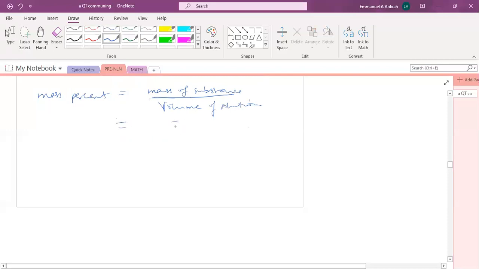So here you have 5 grams of sodium chloride divided by 25 milliliters, so you're going to have 1/5. Whatever you get, you multiply by 100, and then I'll give you the answer. So this is 5 over 25, which is 1/5. If you multiply by 100, it's 20% by mass. 20%.